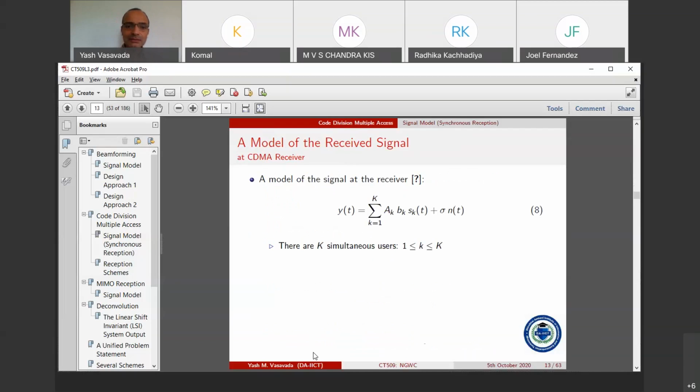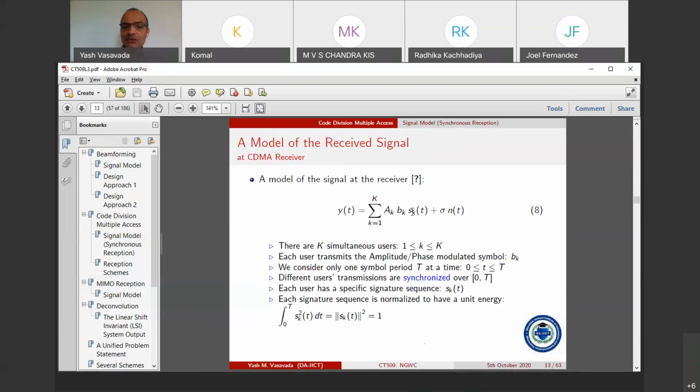We looked at another application, which is this code division multiple access. And we formulated the model of the received signal Y of t at the input to the CDMA receiver in this equation 8. Here there are a total of K simultaneous users, and we are assuming that their symbols B of k as well as their signature sequences S of k have unit energy. Viewed as vectors, these are unit length vectors. And we are considering what is known as synchronous model, where all of these K users are being received in a synchronous manner. So we are considering only one symbol interval.